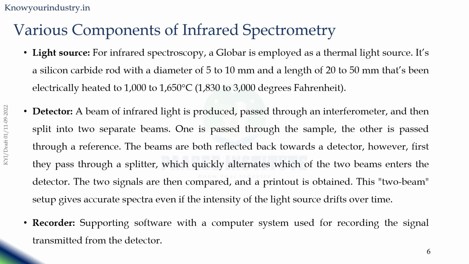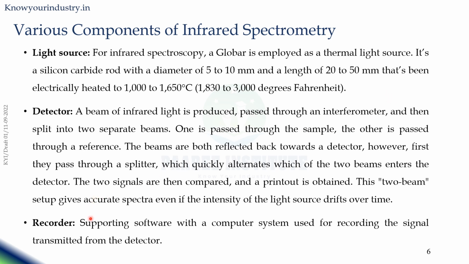Now we are going to see the various components of an infrared spectrophotometer. Like any other spectrophotometer, we can see the light source, detector and a recorder in this infrared spectrophotometer as well. The light source is generally called a globar, which is a thermal light source. The globar contains a silicon carbide rod with a diameter of 5 to 10 millimeter and a length of 20 to 50 millimeter, and it is electronically heated to 1000 to 1650 degrees centigrade to generate the light.